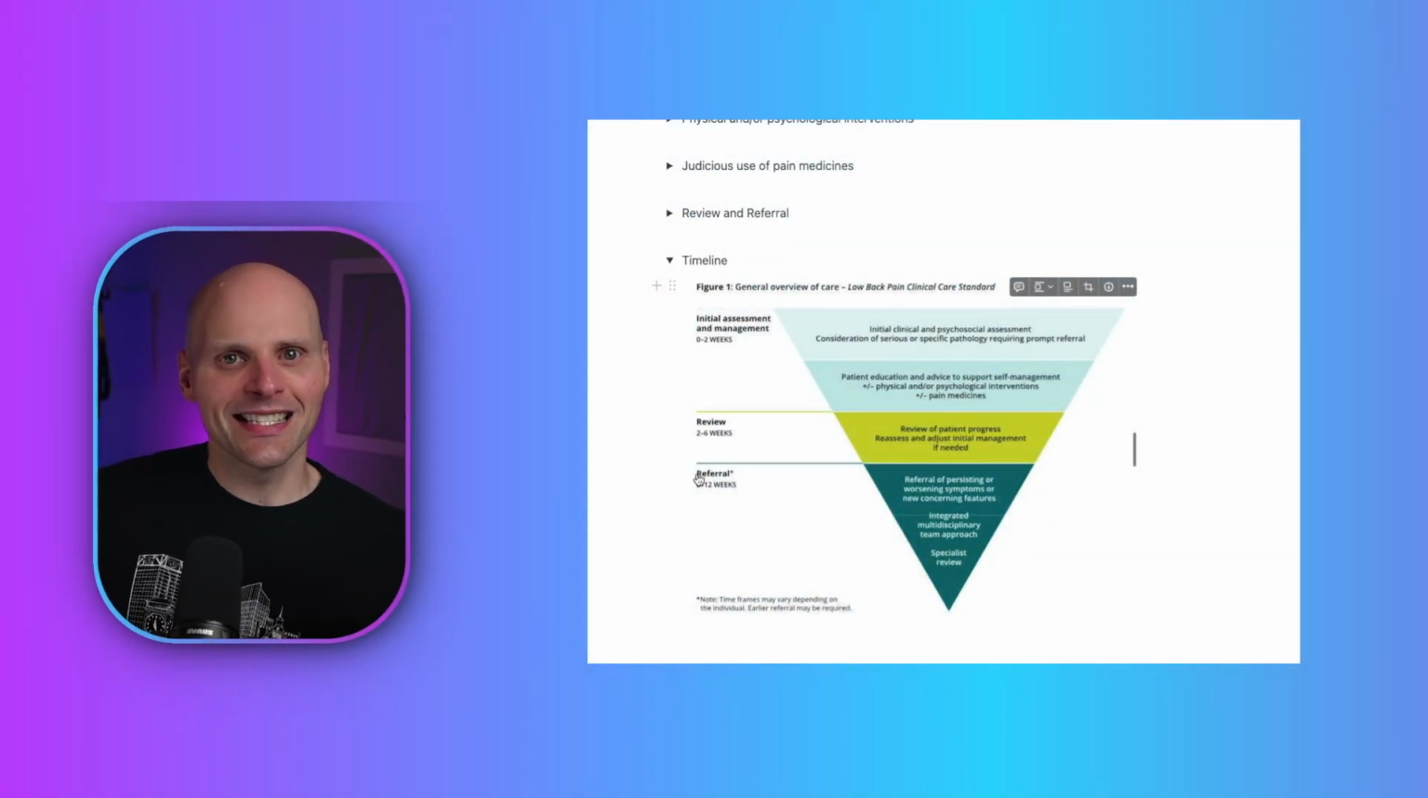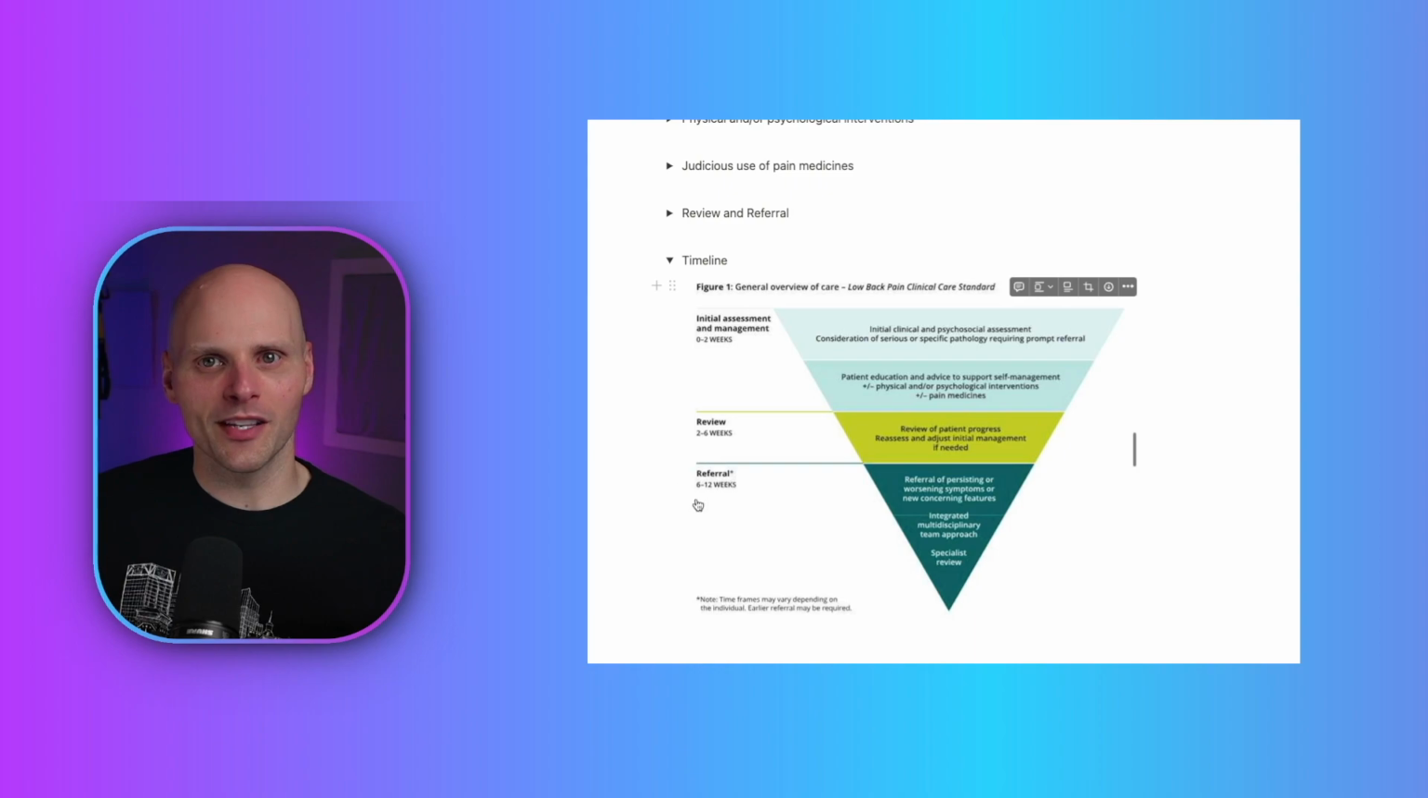But one thing to note as well, they give this 6 to 12 week time frame here. This is our referral, right? So what I do want you to take away is, if you have the severe back strain, you see someone with back strain and they come back and it's just this non-specific back pain.